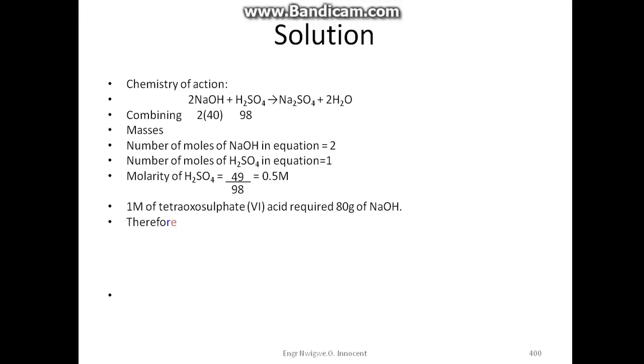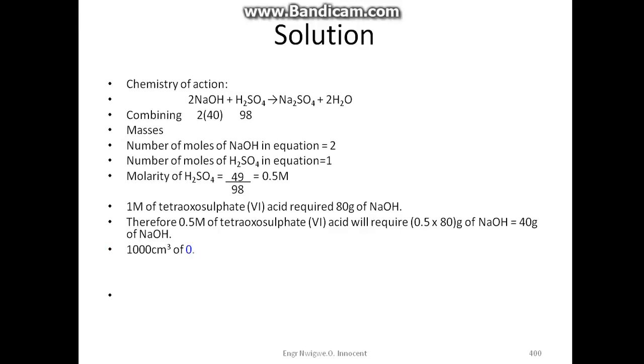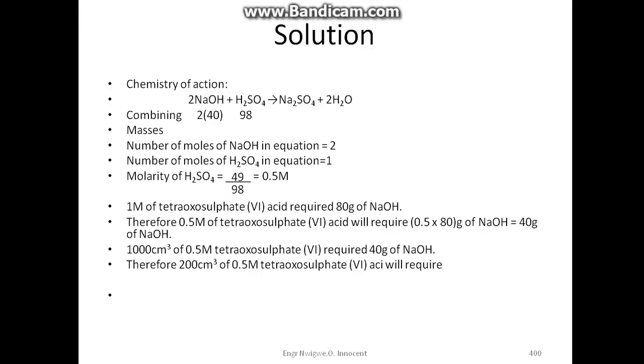Therefore, 0.5 molarity of tetraoxosulfate 6 acid will require 0.5 times 80 gram of sodium hydroxide to give us 40 gram of sodium hydroxide. 1000 cm cube of 0.5 molarity tetraoxosulfate 6 requires 40 gram of sodium hydroxide. So 200 times 40 over 1000 gram of sodium hydroxide gives 8 gram. Therefore, the mass of sodium hydroxide needed for complete reaction is equal to 8 grams.